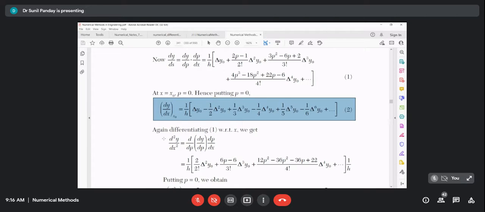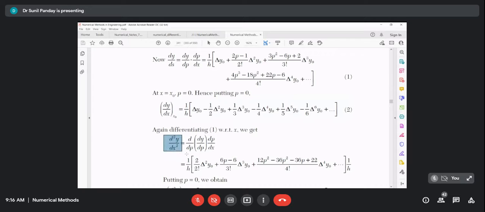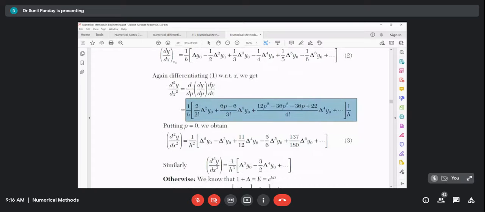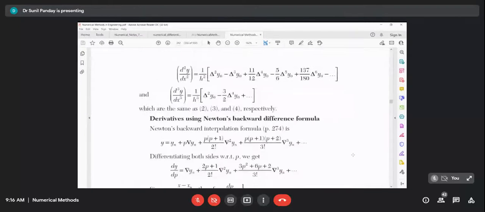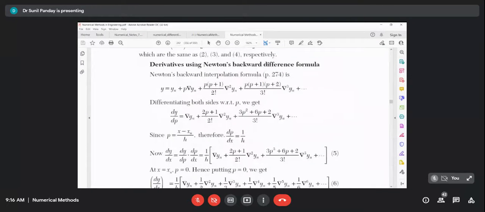Similarly we have calculated the second derivative also, and the formula for the second derivative is this one, and at the initial point it is given by this one. Then we have developed the formula for Newton backward derivative by using the Newton backward interpolation formula. This one is the Newton backward interpolation formula: y equals yn plus p nabla yn plus p into p plus 1 upon 2 factorial nabla 2 yn, like this.